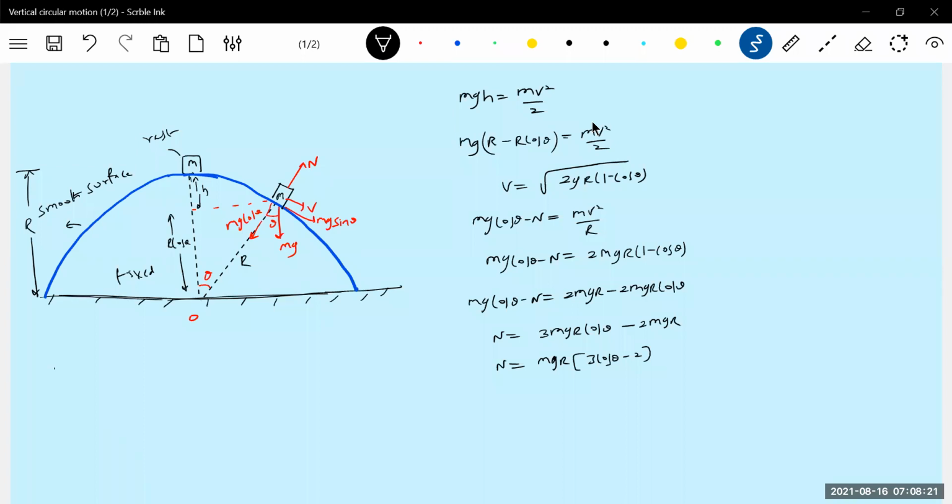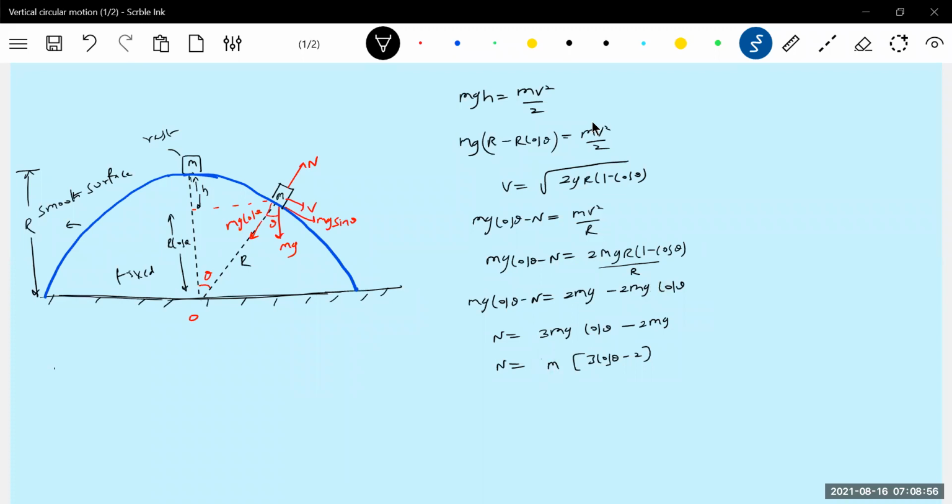Sir, what is this? Cancel. Yes, sir. Divided by R. R will not be there, no? Okay, this I have to take out. Okay, by R I'll write it here. Okay, this is the expression for mg.